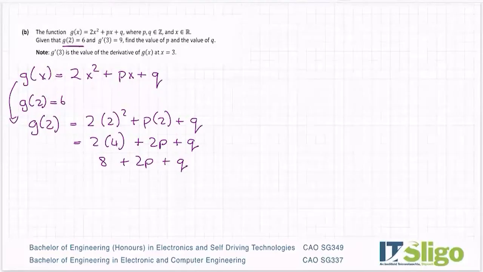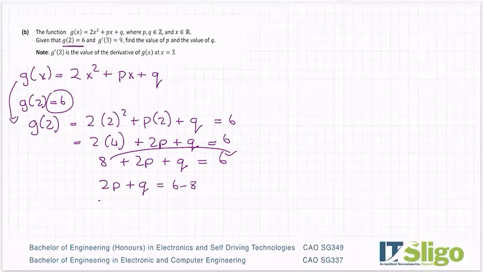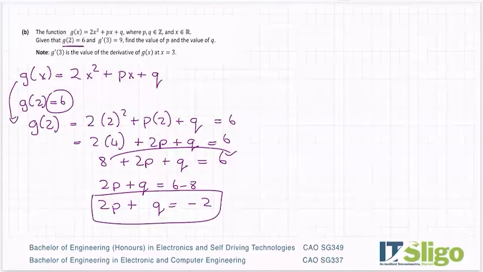And that was equal to 6. So I'm going to subtract 8 from both sides. So 2p plus q is equal to 6 minus 8. 2p plus q is equal to minus 2. So that looks like the first equation in my set of simultaneous equations.